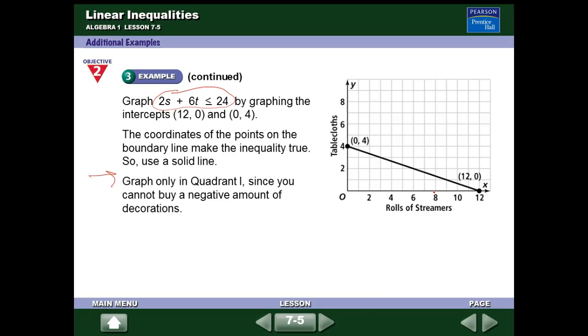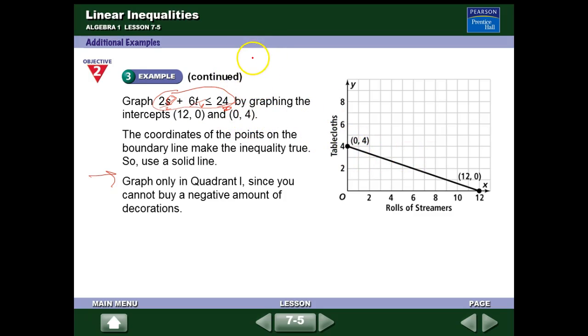So understanding that piece. Here they actually plugged in zeros for each. 6 times 0 is 0. 2 times S equals 24. They divided by 2, and they got S to equal 12. So 12, 0 is their first ordered pair. Then now they made S 0. 2 times 0 is 0, plus 6t, divided by 6, divided by 6 now. 24 divided by 6 is 4. So they found the intercepts.